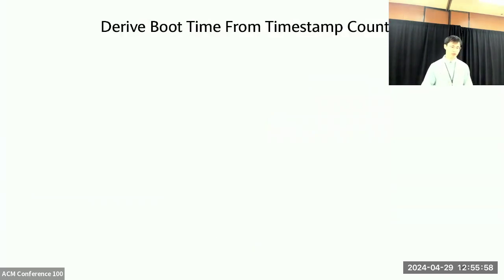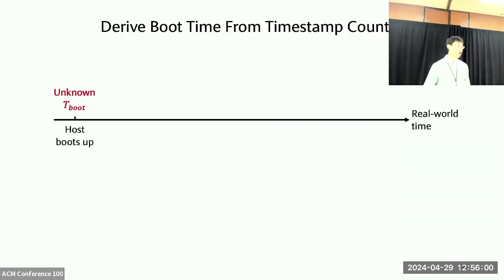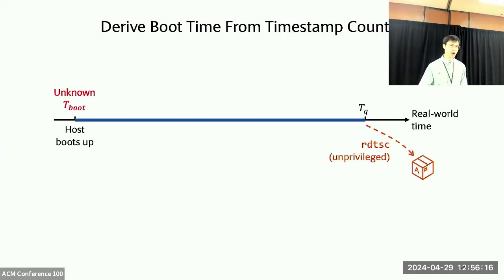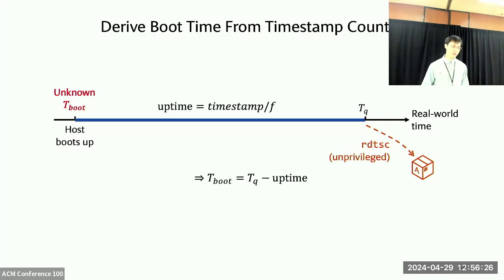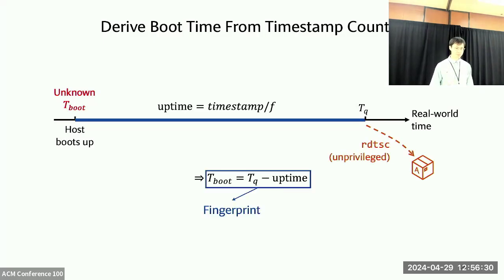To understand how, consider this timeline. At one point, the host boots up at an unknown time t_boot. During the boot, the timestamp counter is reset to 0, and then it increments at a fixed rate. Sometime in the future, at time t_q, the attacker can use RDTSC to read the value of the timestamp counter and derive that the host has been up for timestamp over F amount of time. From there, you can easily derive the boot time as t_q minus uptime, and that's our fingerprint.